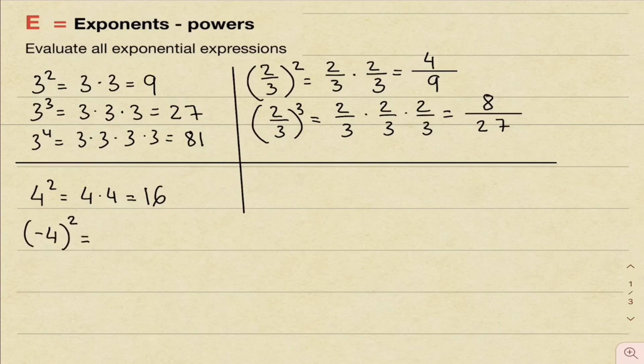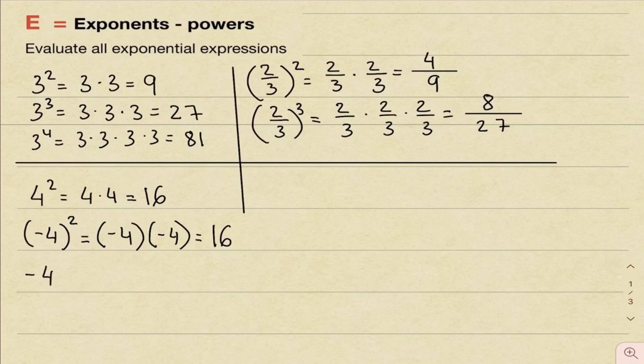Now, what if I have negative 4 to the power of 2? Now, in this case, I have negative 4 multiplying itself 2 times. So I have negative 4 times negative 4. So now I have two numbers with the same sign multiplying each other. If you guys don't know how to do that, please go ahead and watch our lesson 1. So we have two numbers with the same sign multiplying each other. The answer is positive, and 4 times 4 is 16. So the answer is positive 16.